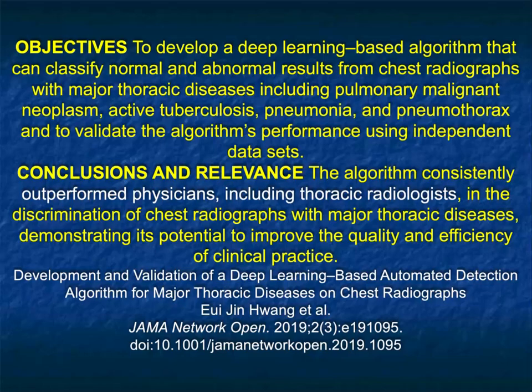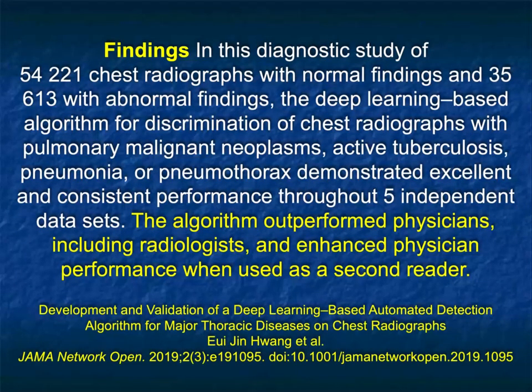The algorithm consistently outperformed physicians, including thoracic radiologists, in the discrimination of chest radiographs with major thoracic diseases, demonstrating its potential to improve the quality and efficiency of clinical practice. So when you look at this, they were looking at things ranging from cancer to TB to pneumonia to pneumothorax, and they were doing better than the radiologists. This was a study of 54,221 chest radiographs with normal findings and 35,613 with abnormal. So you were looking at a very large data set.